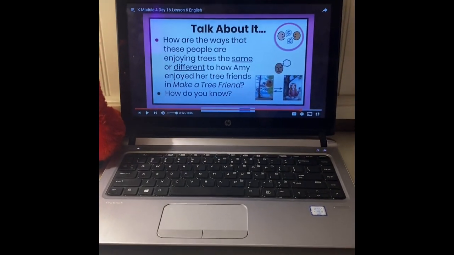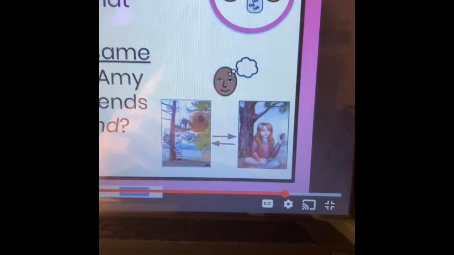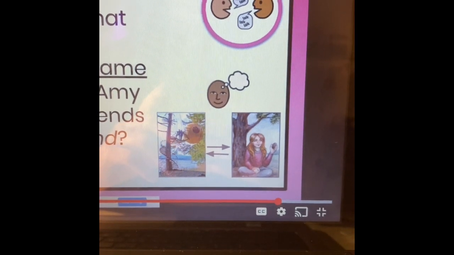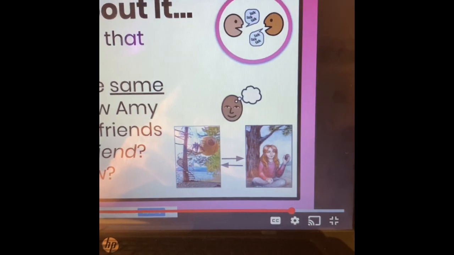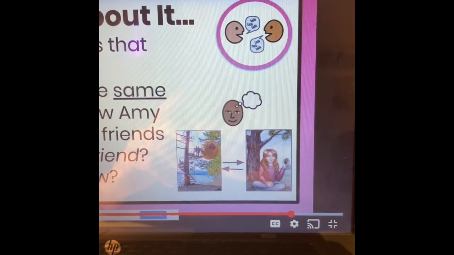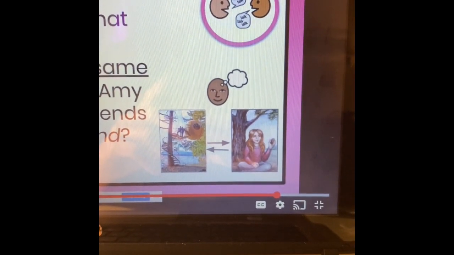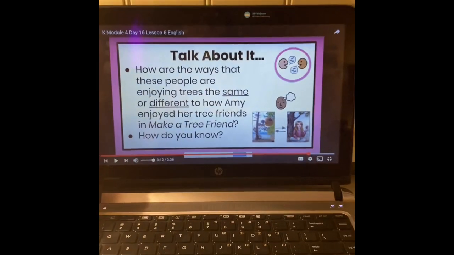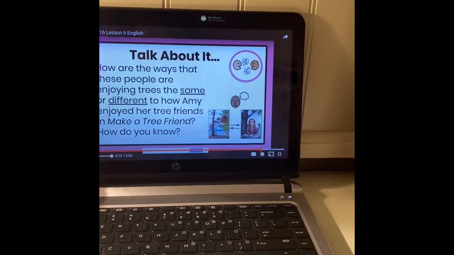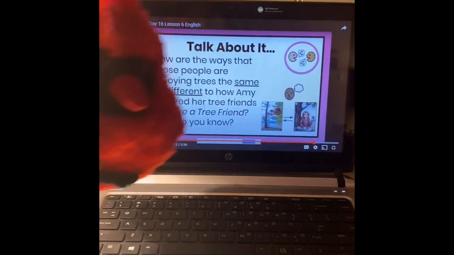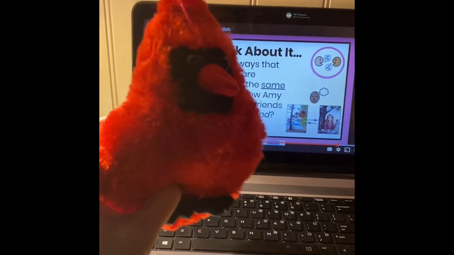Okay, so let's think about that. So think about how Amy in Make a Tree Friend, think about all the different ways that she enjoyed trees. And then think about how the people in this story enjoyed trees. Are the ways that they enjoyed trees the same or are they different? And then how do you know? Where did you find that information? Why don't you go ahead and whisper that to little Tweet? So are they the same or are they different? And how do you know?